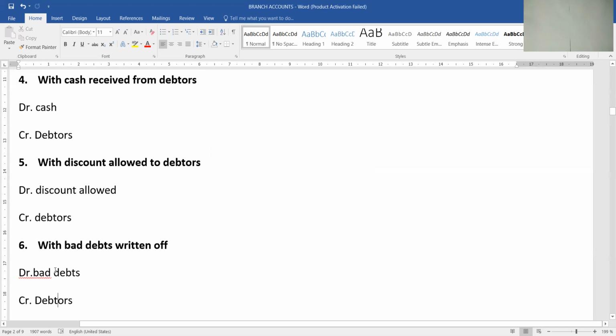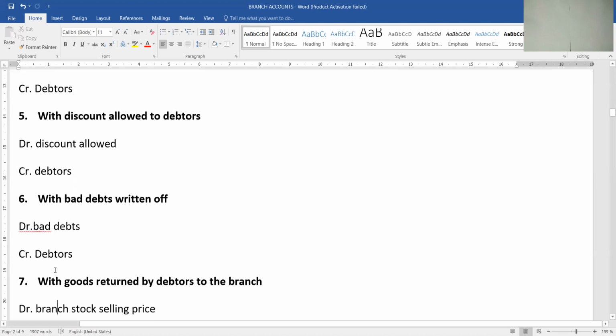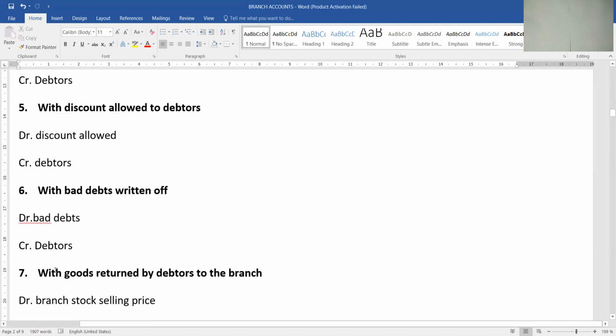So with cash received from debtors, this is just a normal entry which you know in any books of accounts. Once you receive cash, debit cash account, credit debtors account. So if you allow a discount to debtors, you are allowing discount when you are selling goods. So you debit discount allowed and credit debtors account.